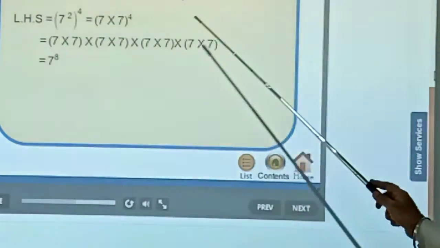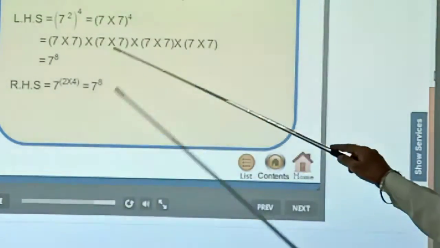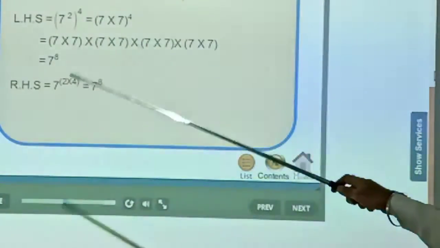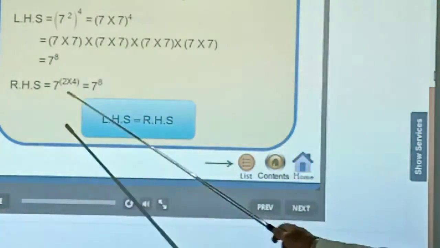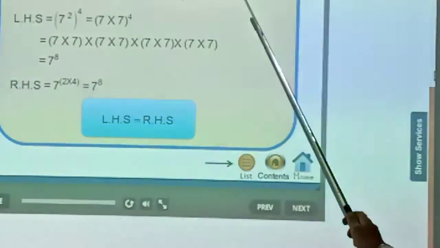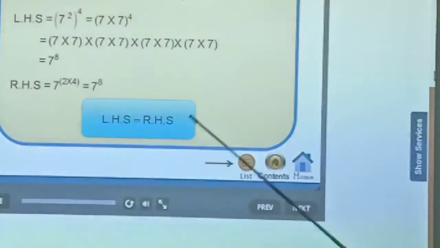a is 7, x is 2, y is 4. 7 raised to the power 2, raised to the power 4. So both powers get multiplied. We get 7 to the power 8, which is shown here in the RHS part, and the left hand side part is the explanation of the law.